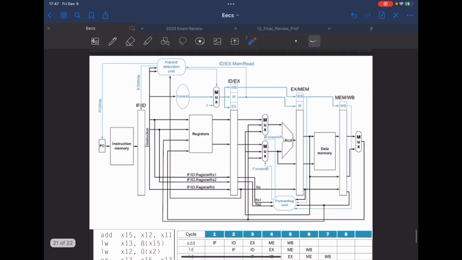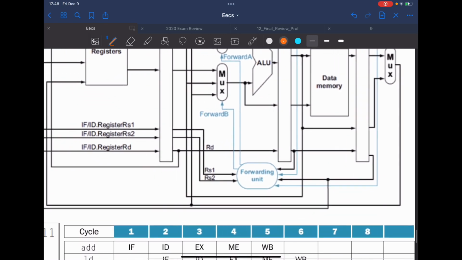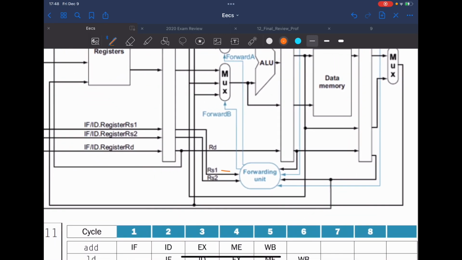Okay, now what's important here is the forwarding unit. So let's go over the forwarding unit. To begin, the forwarding unit has a few inputs. Let's zoom in. We have register 1 and register 2 as inputs. Why would we have those as inputs?